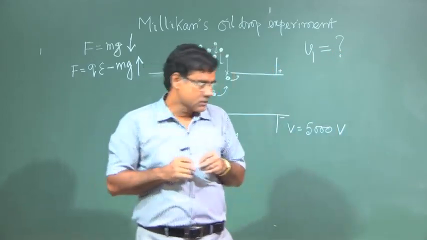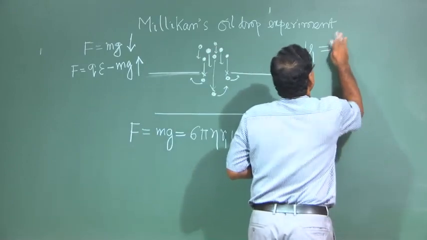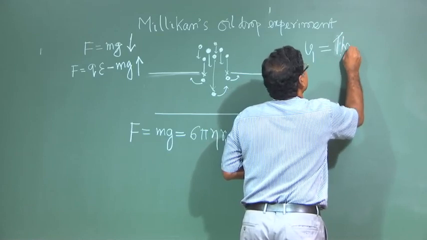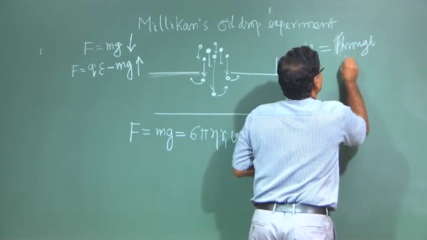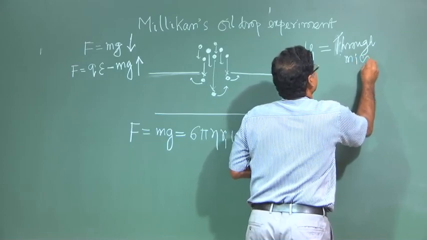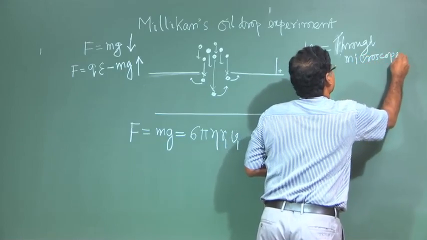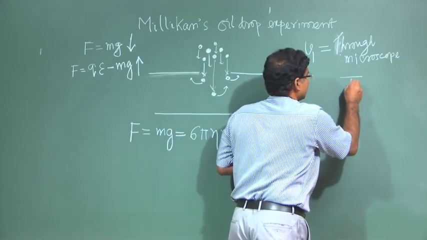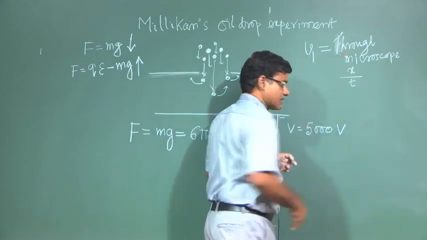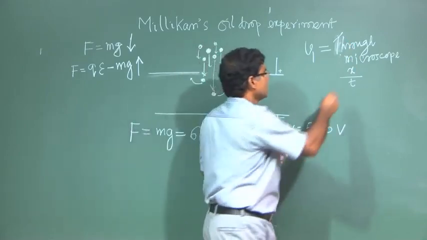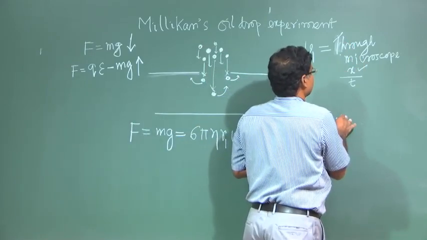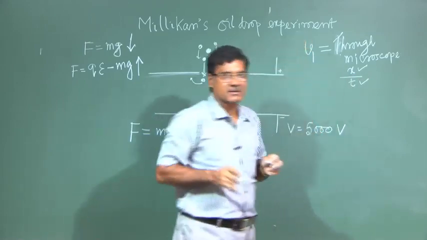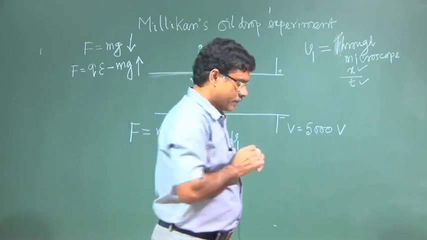So that is basically V1 found through the microscope. For a time t, what is the distance it traverses? He measured this x for a time t, so he gets this V1.